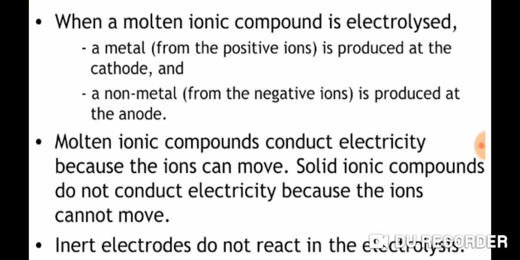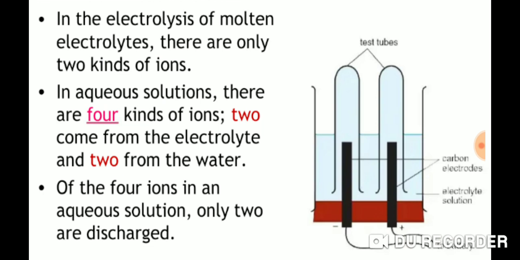Inert electrodes do not react in the electrolysis. That is why they do not lose mass. In the electrolysis of a molten electrolyte, there are two kinds of ions. Keep in mind, in molten electrolytes there are two kinds of ions, cations and anions. Whereas in aqueous solution, there are four kinds of ions.